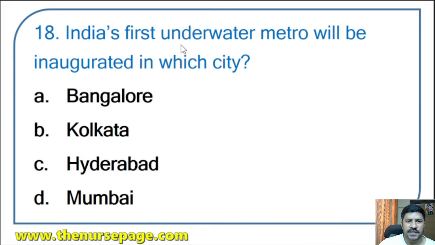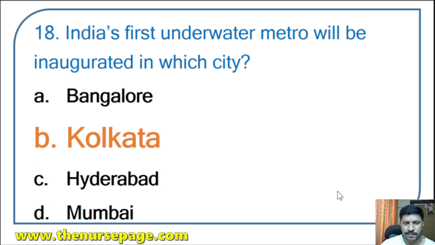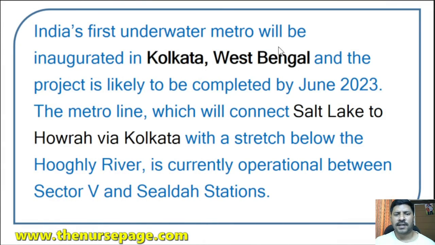Then 18th question. India's first underwater metro will be inaugurated in which city? Bangalore, Kolkata, Hyderabad, Mumbai. Correct answer is Kolkata. India's first underwater metro will be inaugurated in Kolkata, West Bengal, and the project is likely to be completed by June 2023. The metro line will connect Salt Lake to Howrah via Kolkata, with a stretch below the Hooghly River, and is currently operational between Sector 5 and Sealdah stations.